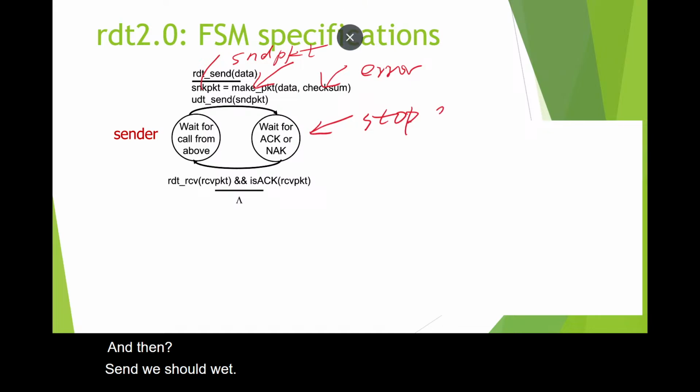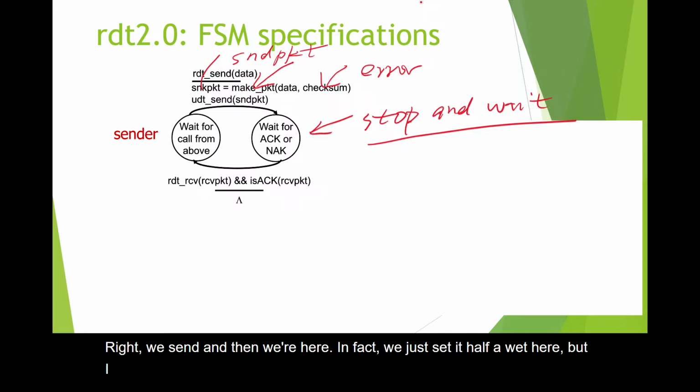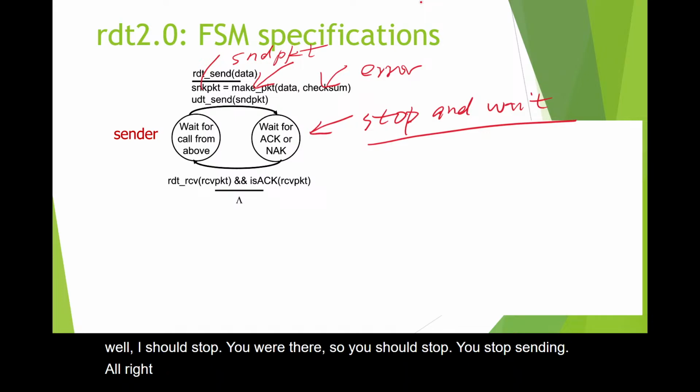So stop and wait here. Right? We send and then wait here. In fact, we just said have a wait here, but well, I should stop. You wait there, so you stop sending. All right. So you wait there. Therefore, the sender stop sending. So that's why we have a stop and wait.